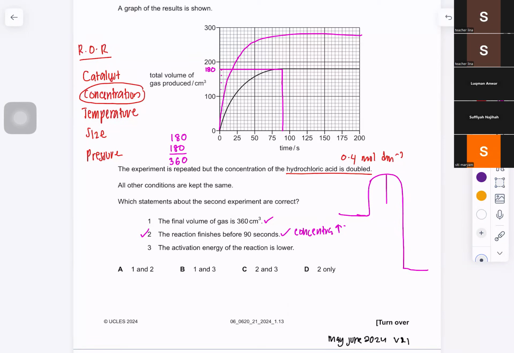This one, we call EA. So EA is activation energy. Okay, so the activation energy of the reaction is lower. So if it is lower, you added a catalyst, you know.